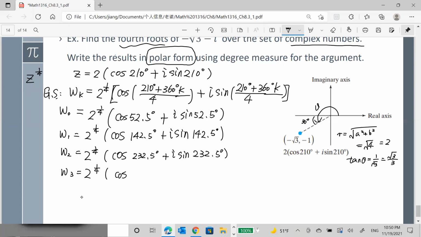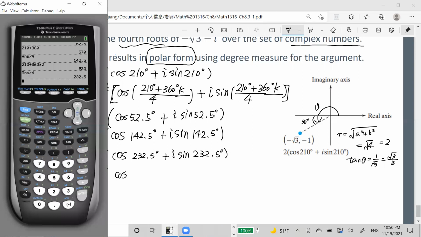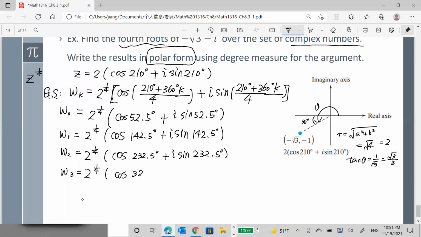And then w3 equals 2 to the 1/4 cosine. So plug in k equals 3. Use a calculator. 210 plus 360 times 3 is 1290, divided by 4 is 322.5. So 322.5 degrees plus i times sine 322.5 degrees.